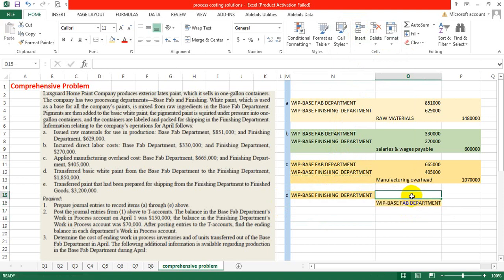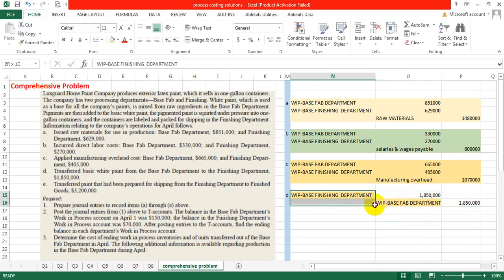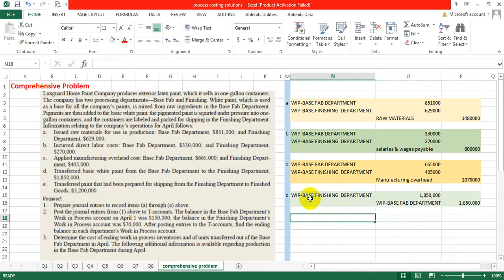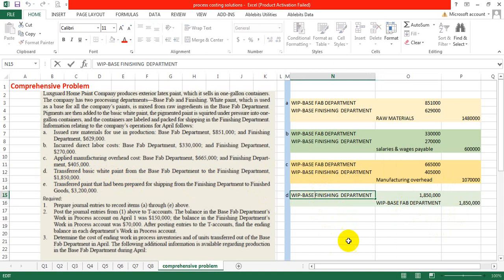And the total amount is, ट्रांसफर की एंट्री 18,50,000 ठीक है, इसको नोट कर लेंगे 18,50,000. ओके, क्या एंट्री है बेसिकली ये, इट्स ट्रांसफर from base fab to finishing department, or you can read here, transfer basic white paint from base fab department to finishing. तो base fab से finishing department में आए, base fab to finishing department.